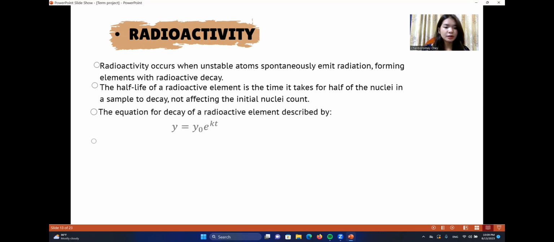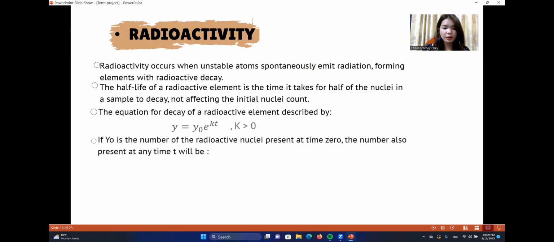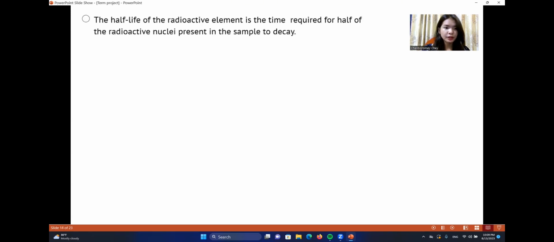And the equation for the decay of a radioactive element is described by y = y0 e^(-kt), with k greater than 0, where y0 is the number of radioactive nuclei present at time 0. The number present at any time t will be y = y0 e^(-kt), where k is greater than 0. And the half-life of the radioactive element is the time required for half of the radioactive nuclei present in the sample to decay.